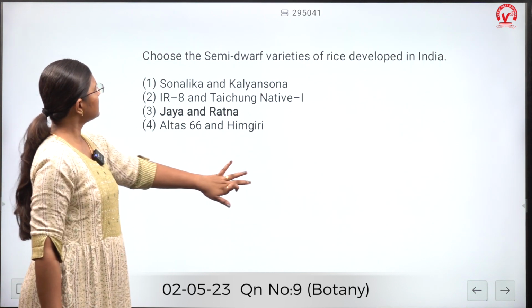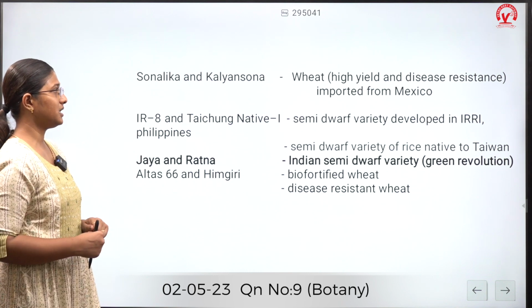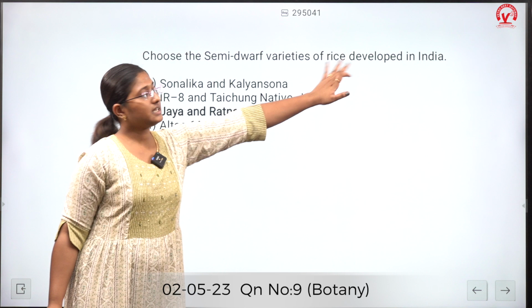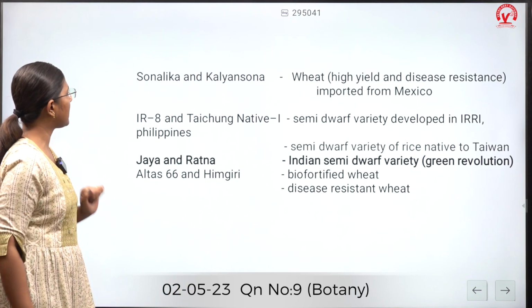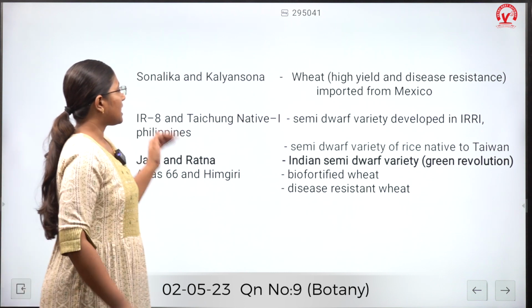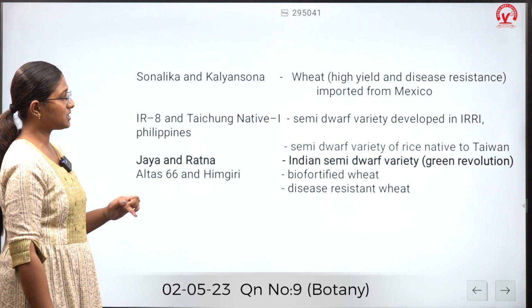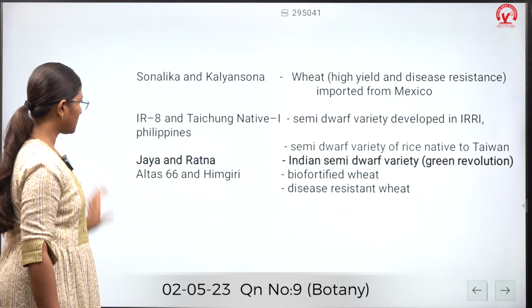Now, considering the given options, Sonalika and Kalyana Sona are wheat. In the question they have asked about rice that is developed in India, so we will reject this answer. Coming to IR8 and Taichung Native 1, they are semi-dwarf varieties of rice, but they are produced in IRRI, Philippines. So this is also not our answer.